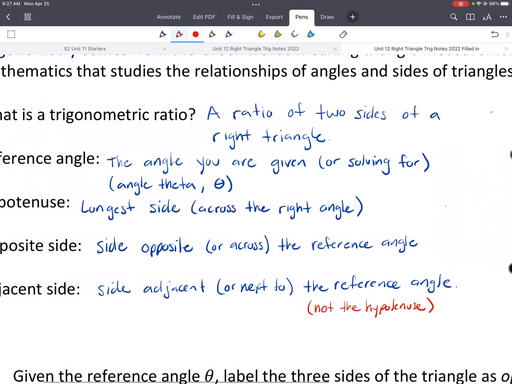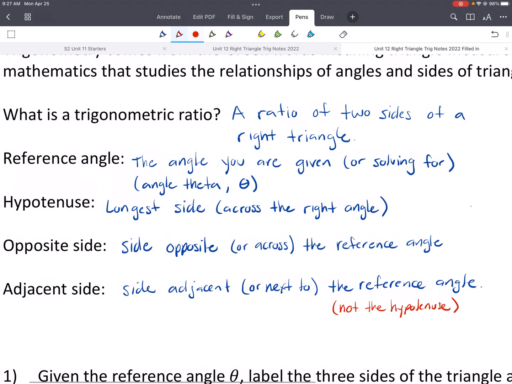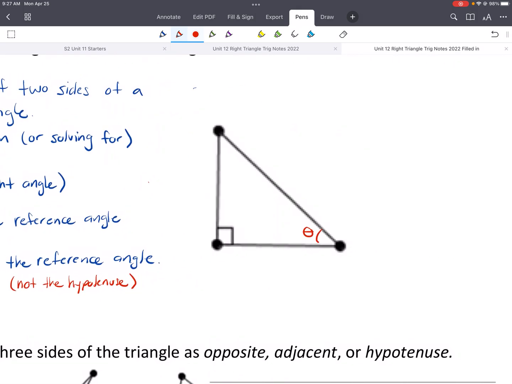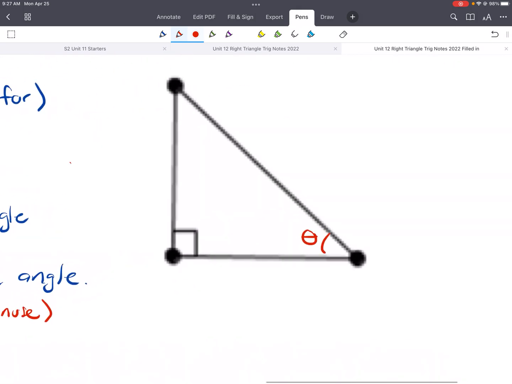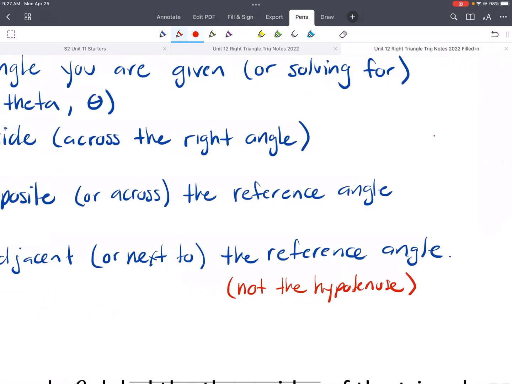All right, next we're going to talk about the hypotenuse. The hypotenuse is the longest side. It's always across from the right angle. So here is our hypotenuse. I'll abbreviate that as HYP, but again, it's always across from that 90 degrees. So we can always find that really easy. Probably should do that first. We're going to label these sides as we go along.